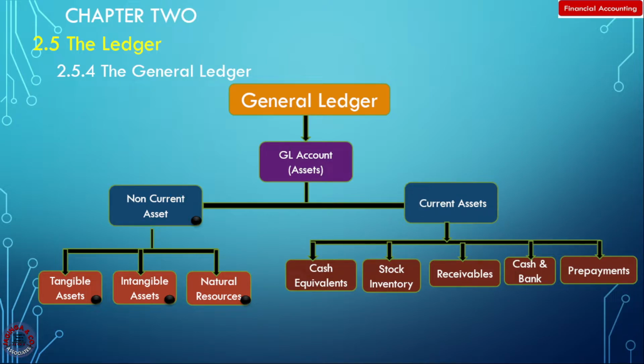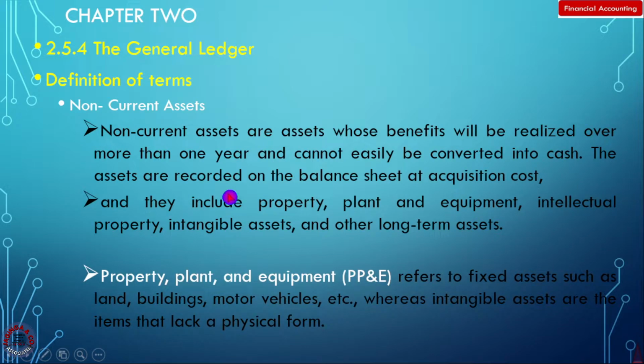So non-current assets, just a moment. Non-current assets, here we mean assets whose benefits will be realized over more than 1 year and cannot easily be converted into cash. The assets are recorded on the balance sheet at acquisition cost, and they include property, plant and equipment, intellectual property, intangible assets, and other long-term assets.